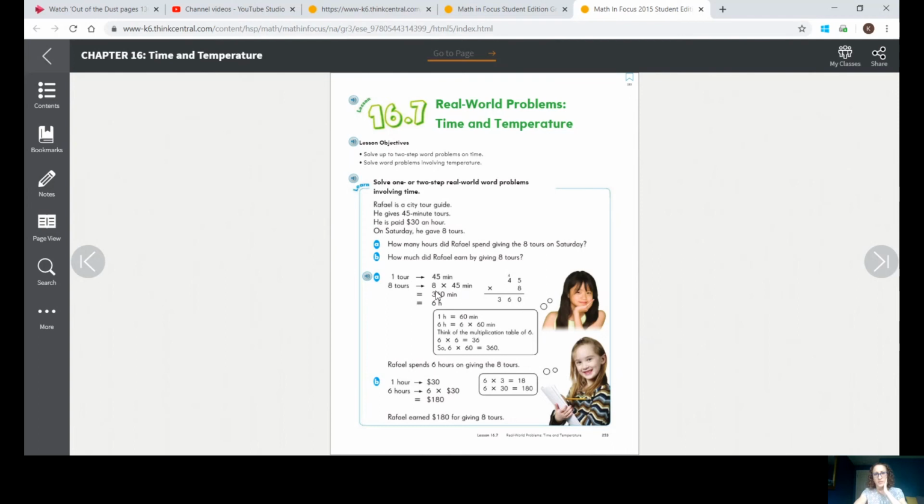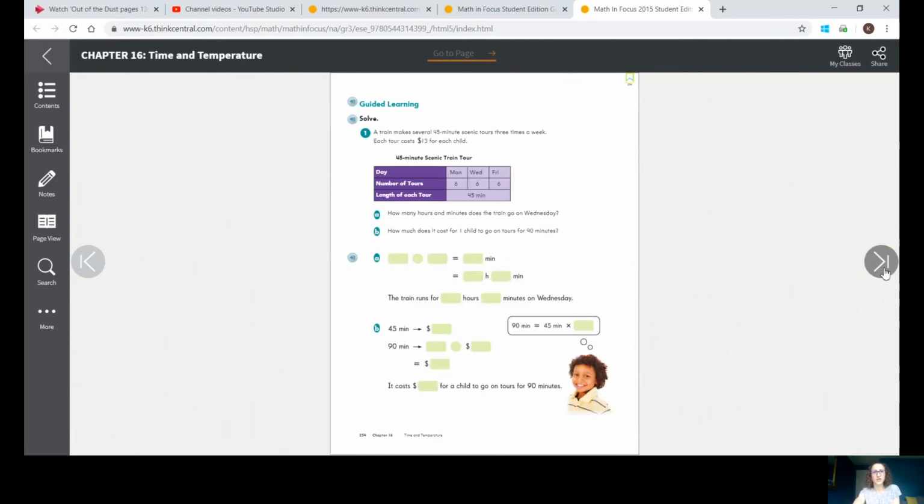B, how much did Raphael earn by giving those 8 tours? Well, remember he makes $30 an hour, so 6 hours is 6 times 30. You can just think 6 times 3, then add your 0: $180 for giving 8 tours. Go ahead and turn your page.